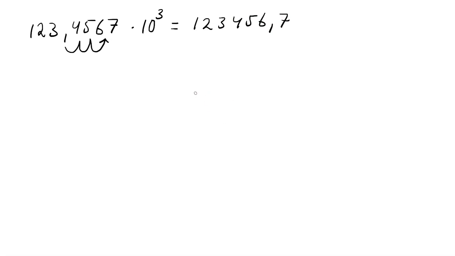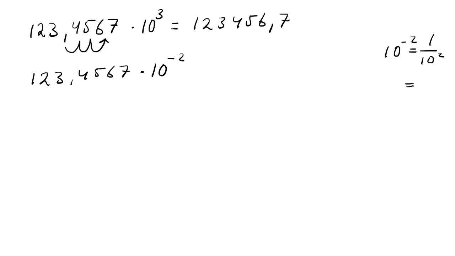So we move the decimal sign 3 steps. In the same way, we can move the decimal sign to the left if we instead multiply by tenths or hundredths. For example, if I multiply it by 10 to the minus 2, and now we have to remember that 10 to the minus 2 is 1/100th, then we just move the decimal sign 2 steps to the left instead. So this will be 1.234567.